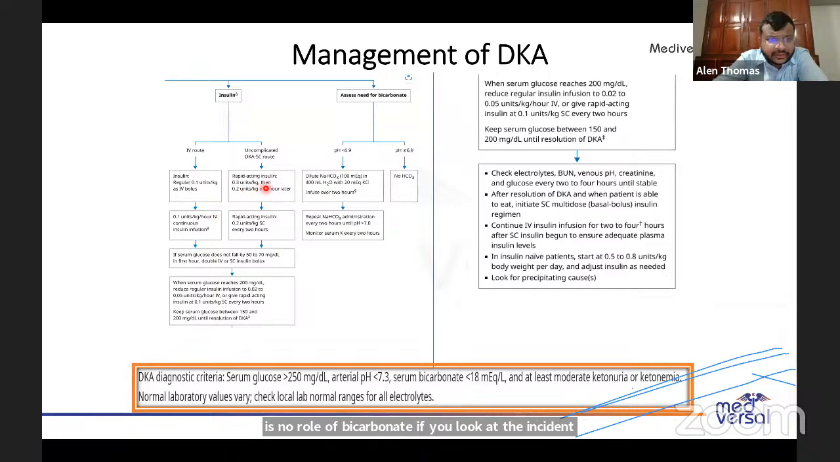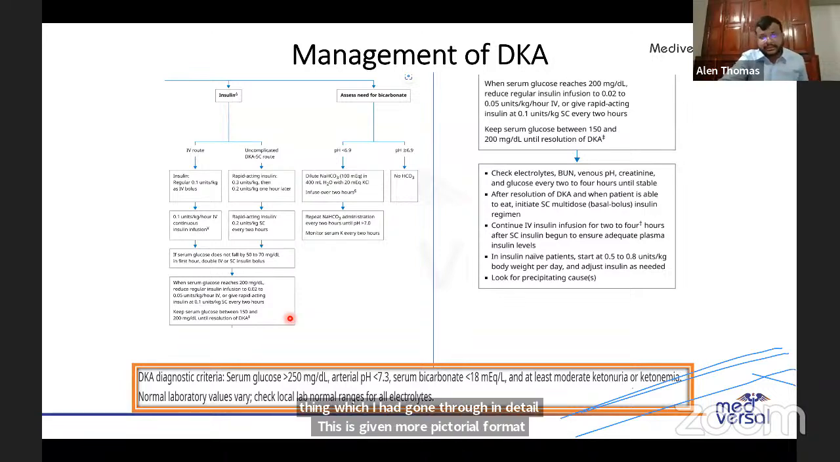Insulin by IV route. In uncomplicated DKA, the subcutaneous route can also be given. But in sick patients with DKA, give the IV route. The same thing which I had gone through in detail. This is given in a more pictorial format by UpToDate, and it's a wonderful algorithm that is very readable.